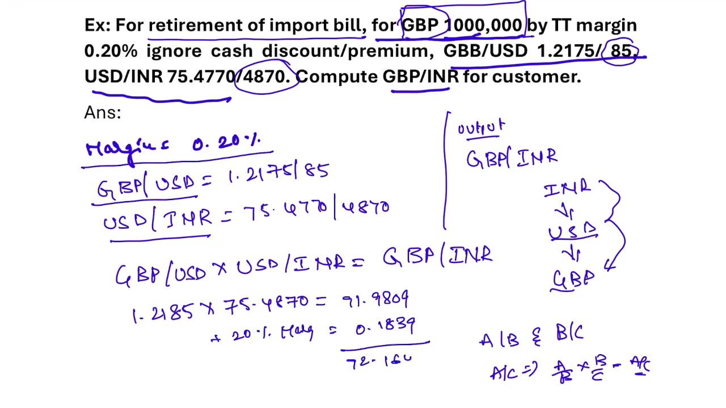92.1648. This is our final value. Got it? I will revise once more. He has given GBP by USD. He has given USD by INR. We need GBP by INR.